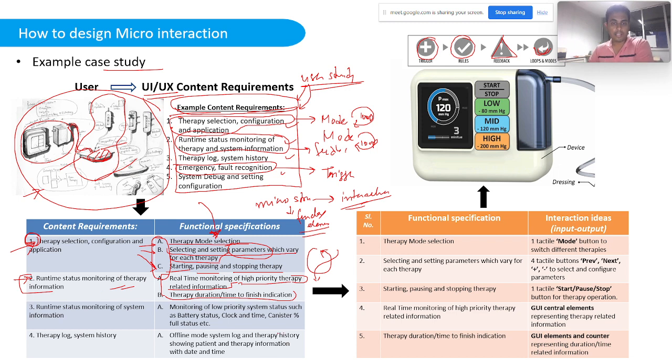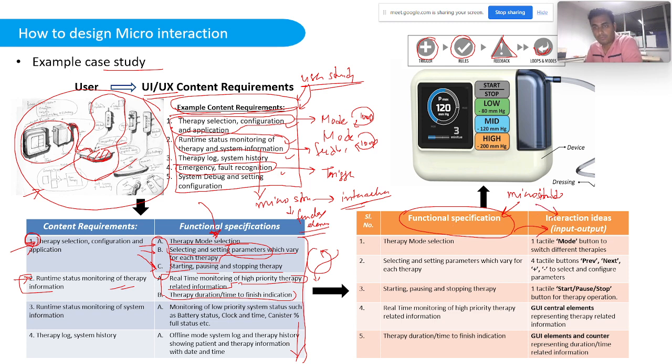So likewise, this is a small list I am showing here, but a long list of various functional specifications is provided for these user requirements. Now the next task was to convert these functional specifications into interaction ideas. See, a micro interaction now starts developing. You are talking about functional specifications, then we are talking about interaction ideas.